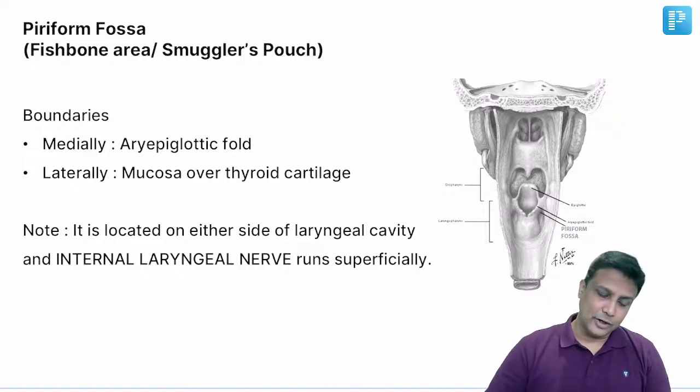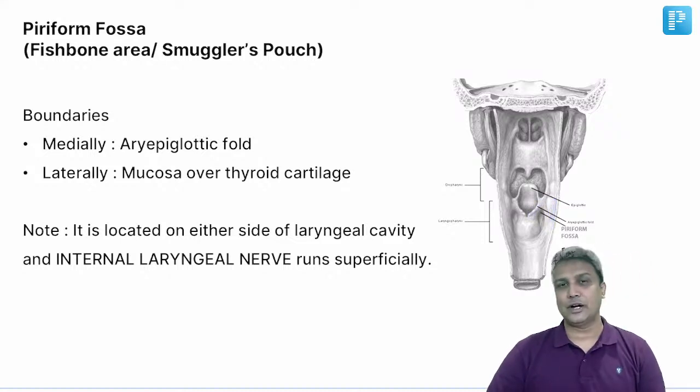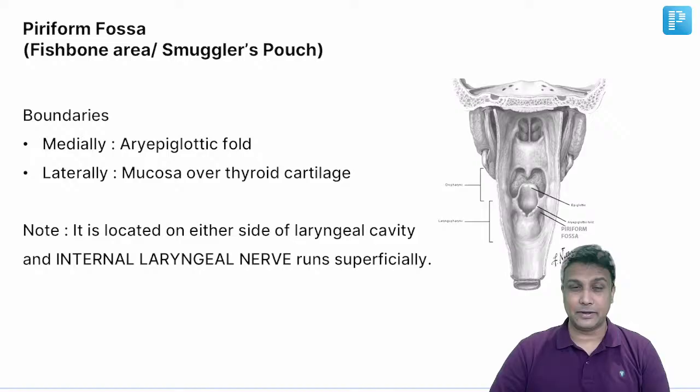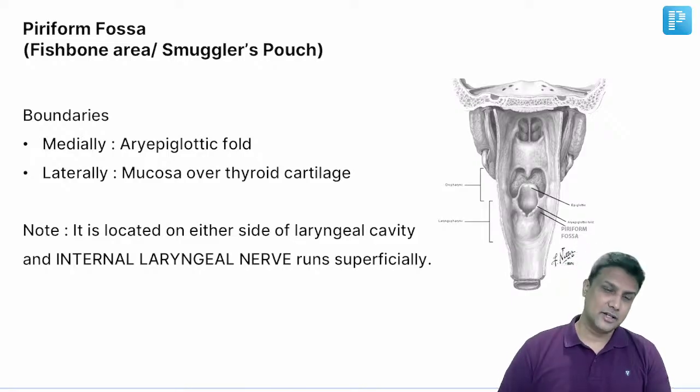Now piriform fossa, what do you have on the medial side? Medial side there will be a fold here, that is the epiglottic fold. And on the lateral side, what do you have here? There will be mucosa which is going to cover that thyroid cartilage. That's simple. Now the most important thing is what is located inside that one here.